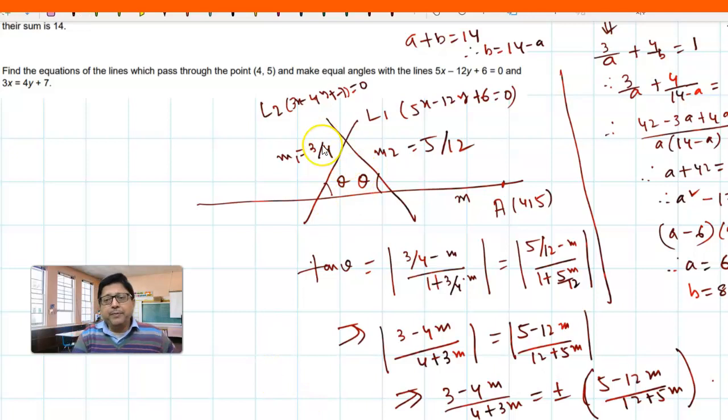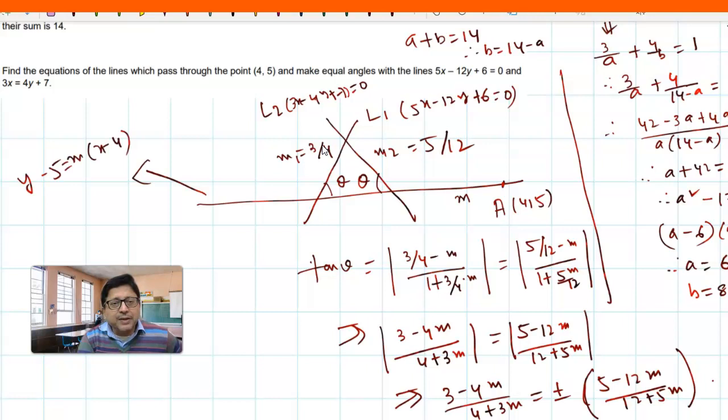That value of m, if you know, then what is the equation of the line? It is passing through (4, 5), so you need to get this equation: y minus 5 equals m into x minus 4. So you get the value of m here, once by taking the plus sign and then by taking the minus sign. Okay. You all try. All the best for solving all the remaining sums. Thank you.